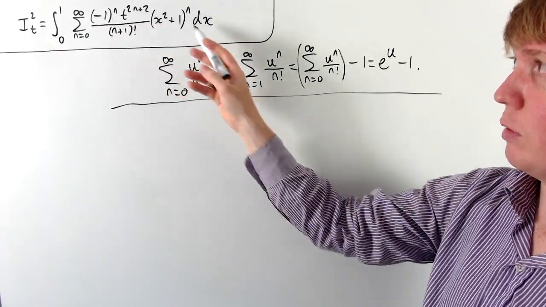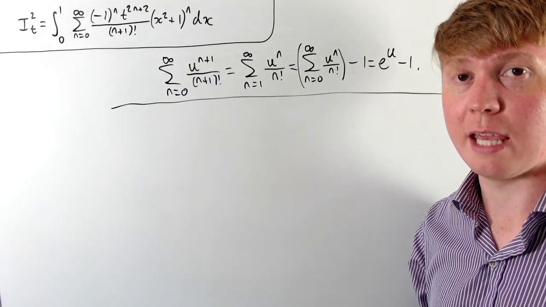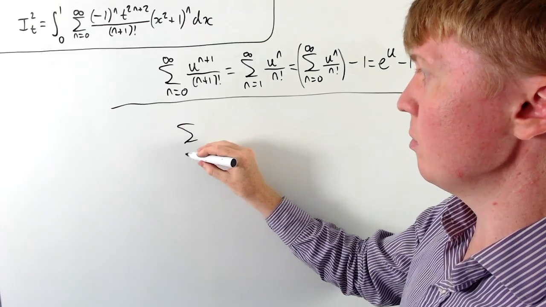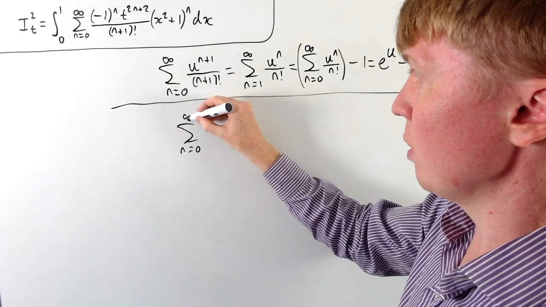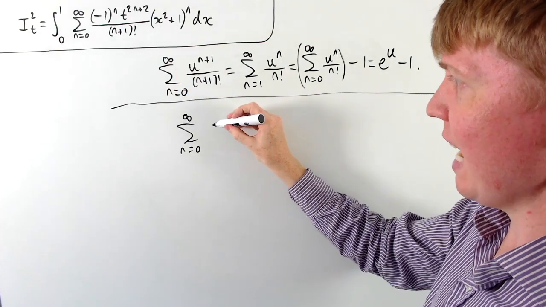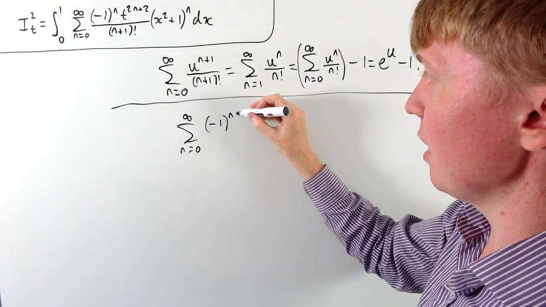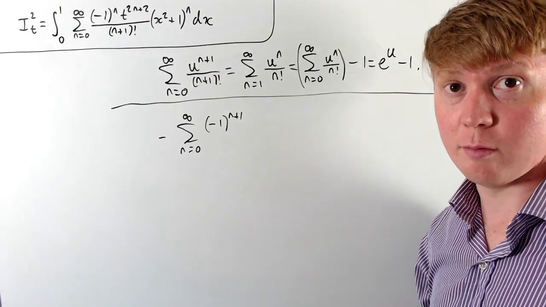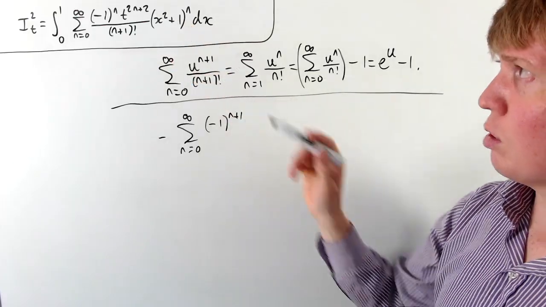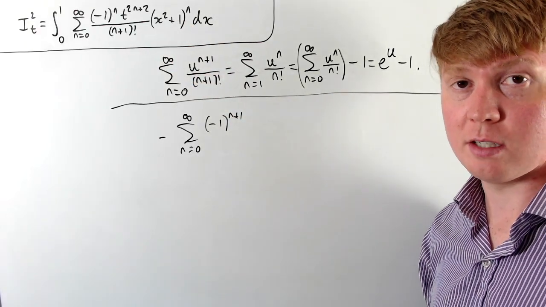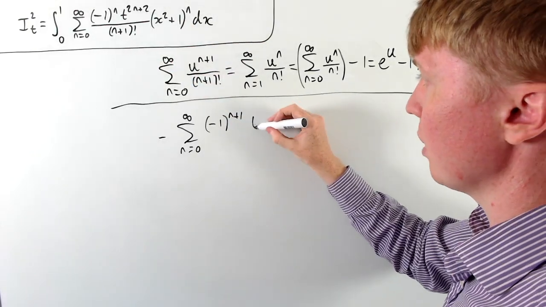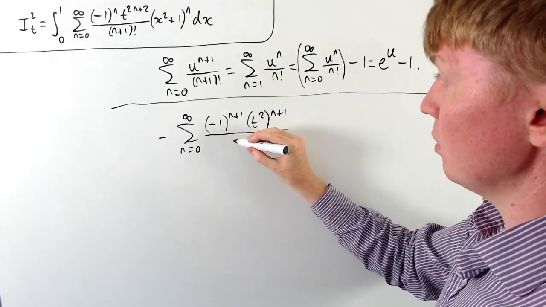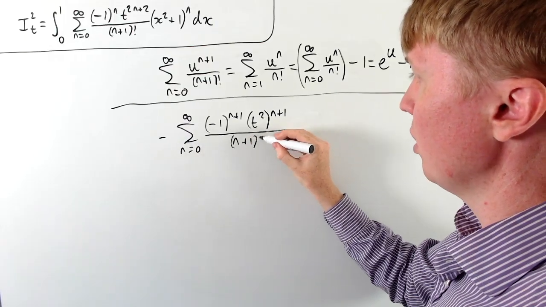So this is what we're aiming for with our big sum here. So we just need to make all of these powers of n plus 1 and take out corresponding factors. So if we write this whole sum, we've got the sum going from n equals 0 to infinity of (negative 1) to the n. We'll turn this into (negative 1) to the n plus 1, which means we just need to take out a factor of negative 1 there. And this t to the 2n plus 2 is handy because this is just (t squared) to the power of n plus 1. So now we've got (t squared) to the power of n plus 1. We're still dividing through by this (n plus 1) factorial.